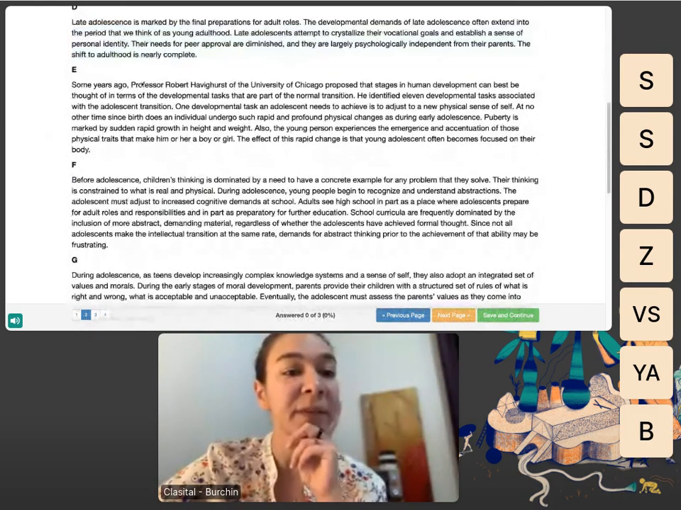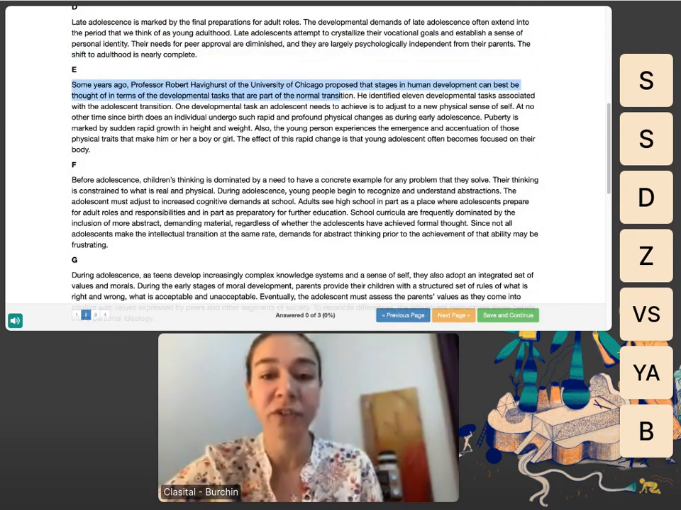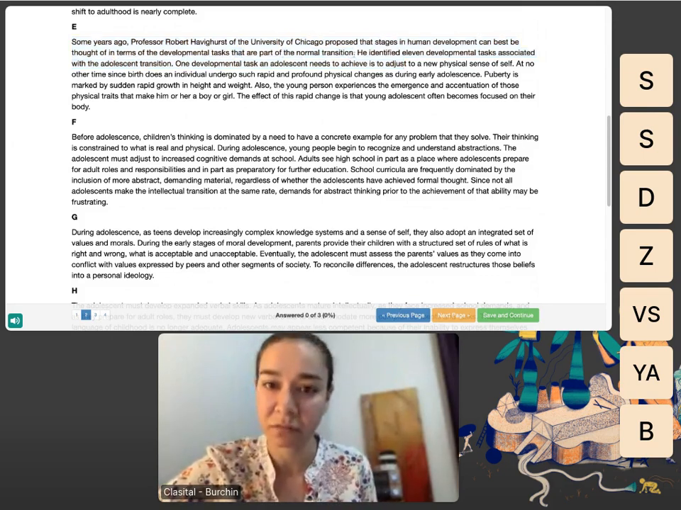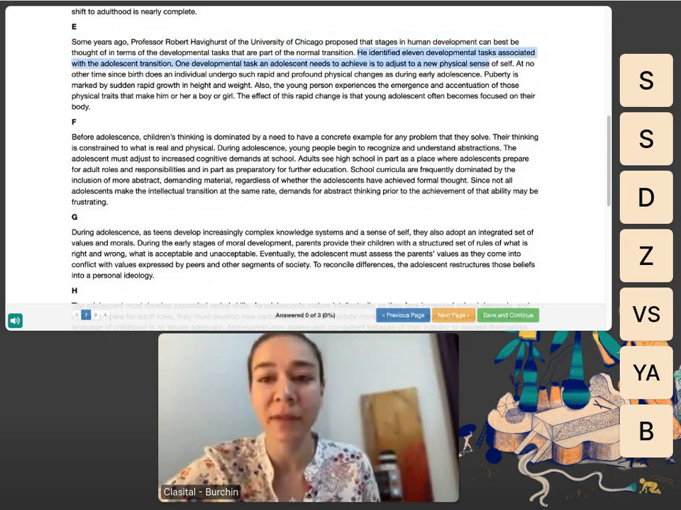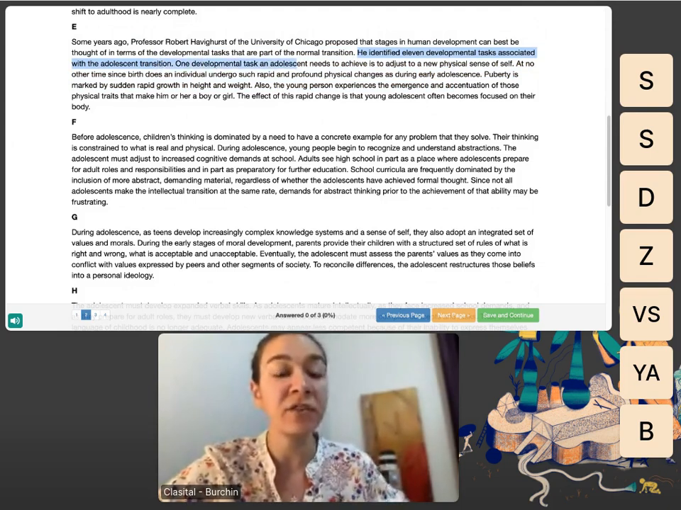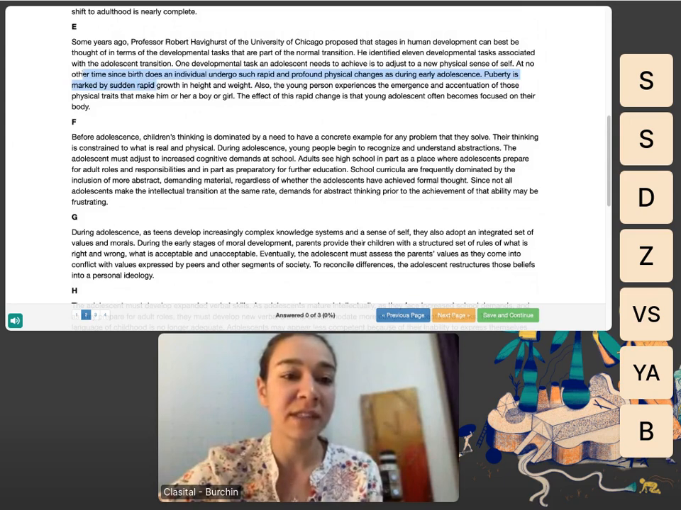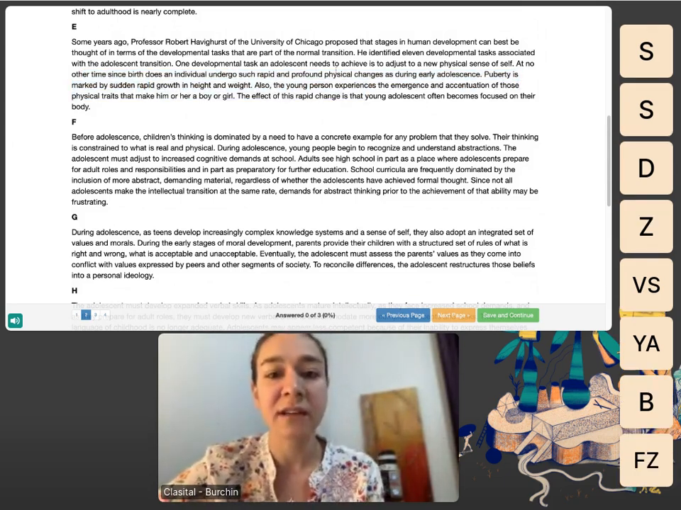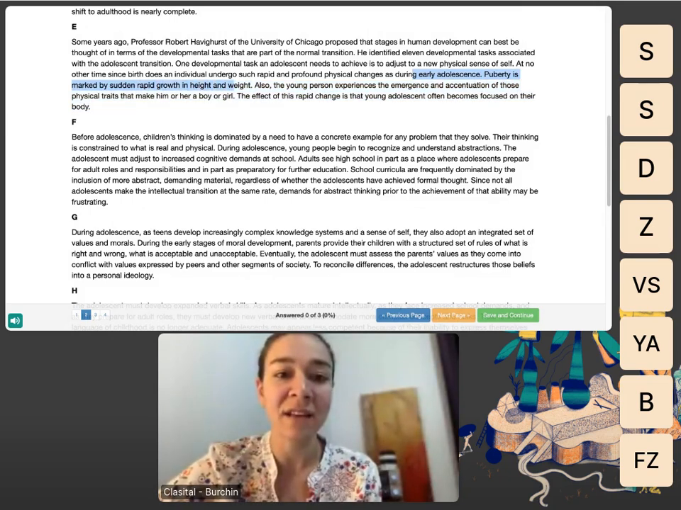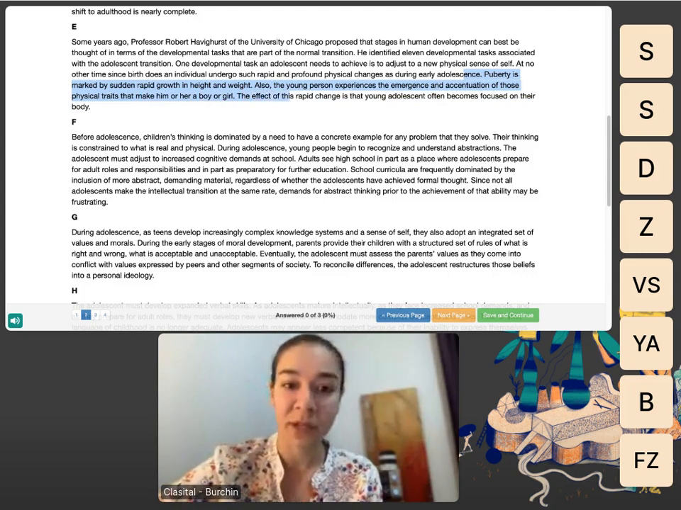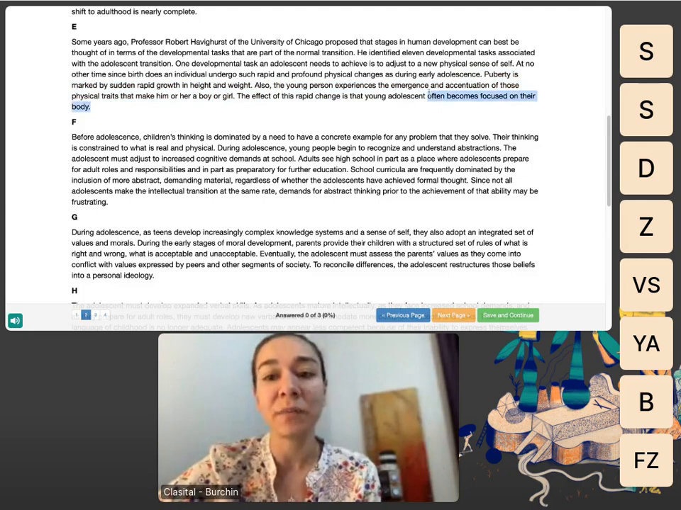I see something here. Some years ago, Professor Robert Havighurst of the University of Chicago proposed that stages in human development can best be told in terms of the development tasks that are part of normal situations. Okay, he identified 11 developmental tasks associated with the adolescent transition. One development task an adolescent needs to achieve is to adjust to a new physical sense of self. At no other time since birth does an individual undergo such rapid and profound physical changes as during early adolescence. Puberty is marked by sudden rapid growth in height and weight. Also, the young person experiences the emergence and accentuation of those physical traits that make him or her a boy or a girl. The effect of this rapid change is that young adolescents often become focused on their body.